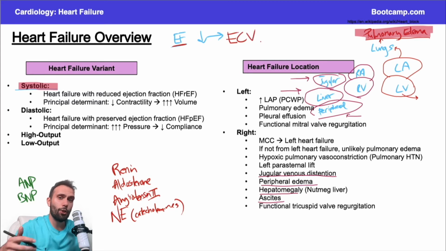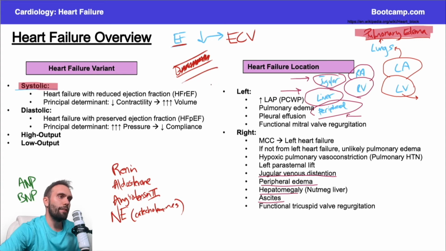So the effective circulating volume is the actual amount of blood. If I looked at a cross section of my blood vessel, effective circulating volume is the blood in that vessel carrying oxygen or carbon dioxide to the tissues. So we're not counting all of the fluid sitting in the interstitial space. We're just looking at the blood that's going to tissues to provide perfusion of oxygen or carbon dioxide.